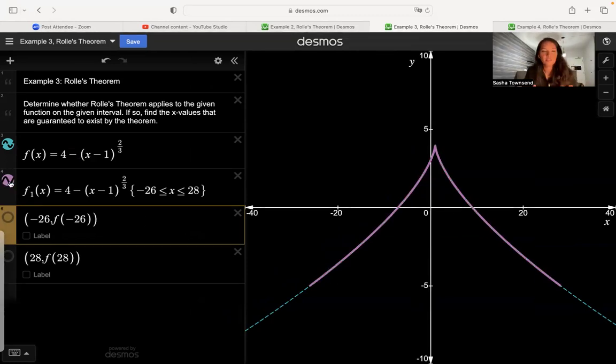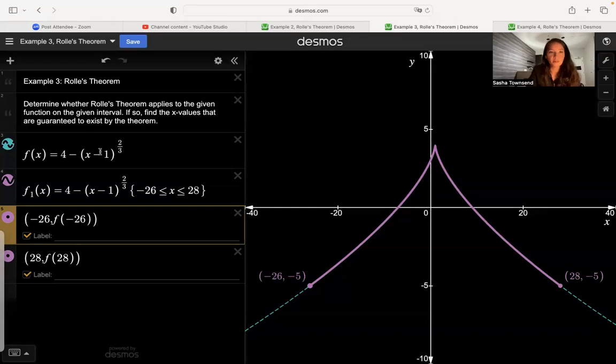Now, the theorem says if the function is differentiable and continuous on the interval and the y values are the same at the endpoints, then the theorem applies. Well, if we evaluate the function at -26 and +28, we find that the y values at both of those points are -5. We could have done that on paper. We chose not to because we checked differentiability first. First, we said it's continuous because it's a composite function involving a polynomial and a function with a rational exponent. And so we said that part was satisfied, but the differentiability requirement was unsatisfied.